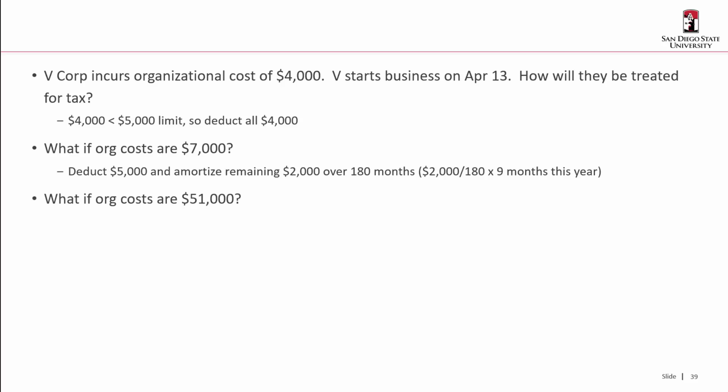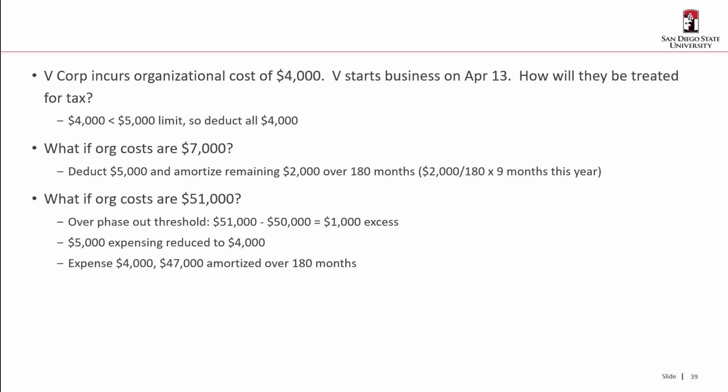What if the org costs are $51,000? Okay, so now V Corp is starting to feel less like a small corporation because the org costs exceed that $50,000 threshold. So as a result, we need to phase it out. So first we'd measure what is the amount over the threshold. Well, $51,000 minus $50,000 is $1,000 excess. As a result, we're required to reduce the amount he could immediately deduct by that $1,000. So the $5,000 is now reduced to $4,000, which means that V Corp can expense $4,000, and the remaining $47,000 will be amortized over 180 months, etc., etc., etc.